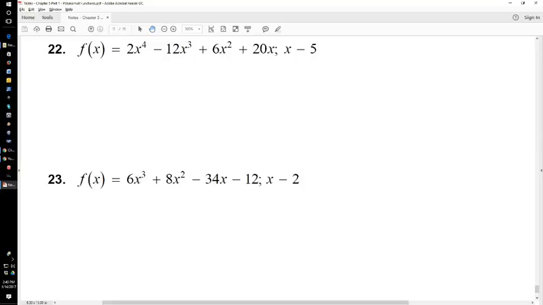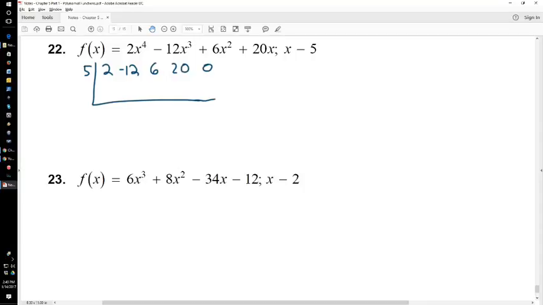Number 22, same idea. We got a -5, x minus 5, so we'll use a +5. Bring out your coefficients. So that's 2 for the x to the 4th, -12 for the x cubed, +6 for the x squared, 20 for the x, and then for the 0, for the y-intercept, we'll use the 0.